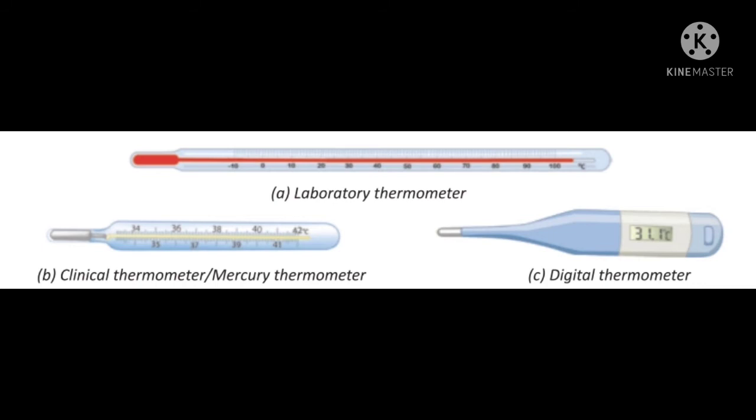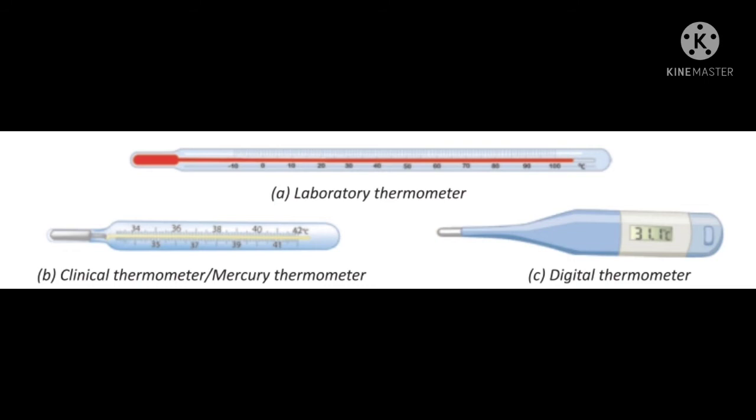Then the clinical thermometer is generally a mercury thermometer. Digital thermometers are also becoming quite popular. There are two characteristic features of a mercury clinical thermometer. What's the first one? There must be a little arrow at 98.4 or 98.6 degrees Fahrenheit. That is the normal human body temperature. So the first feature is the little arrow at 98.4 or 98.6 degrees Fahrenheit, the normal human body temperature.